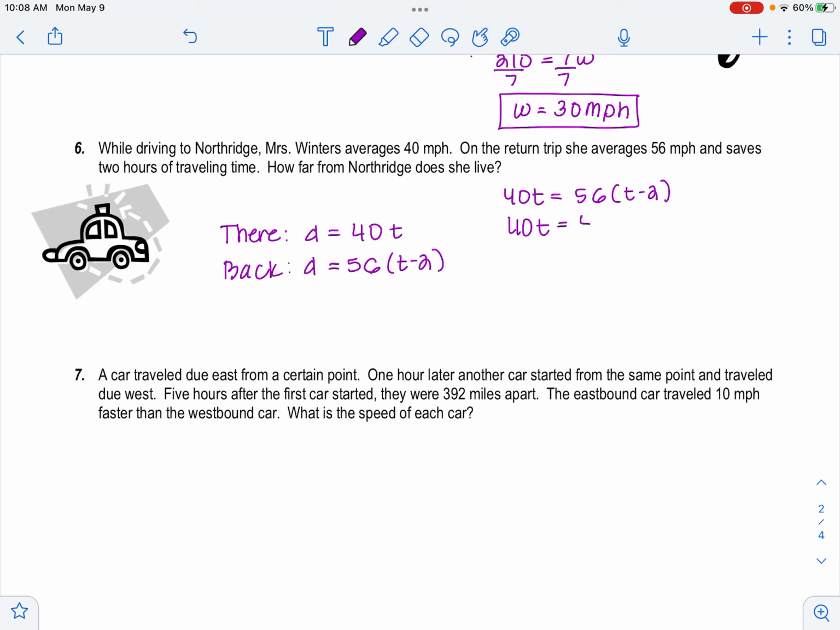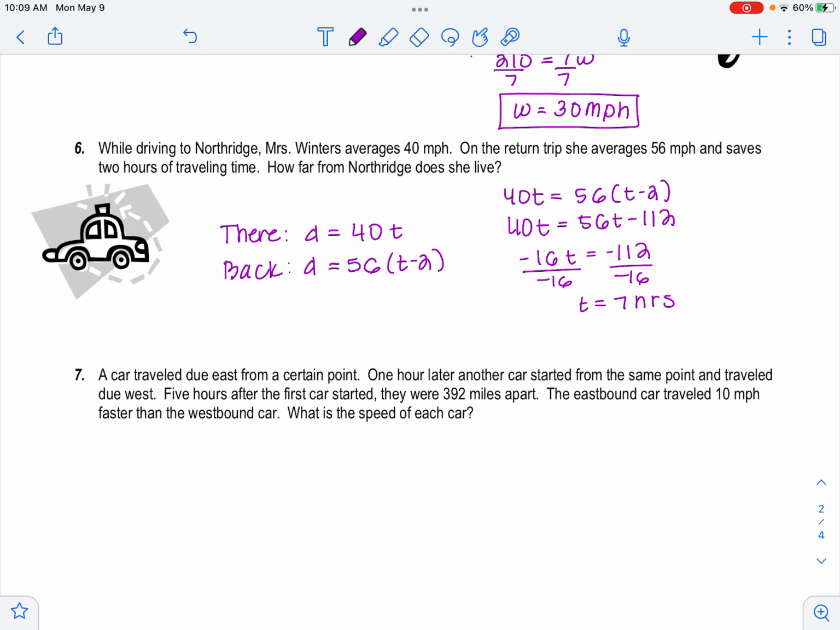40T is equal to 56T minus 112. Subtract 56T from both sides, and we get negative 16T is equal to negative 112. Divide by negative 16, and we'll get a positive time, which we should, is 7 hours. All right, so if it asked how long did it take her to get there, it'd be 7 hours, 5 hours on the way back.